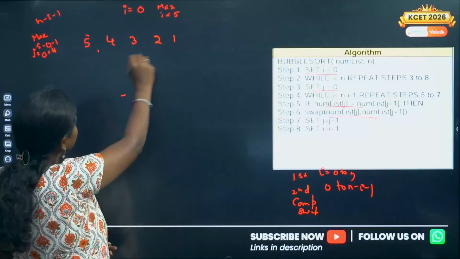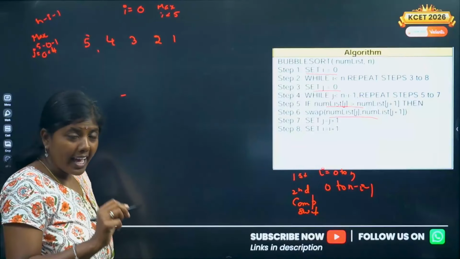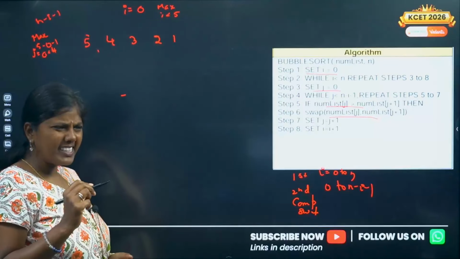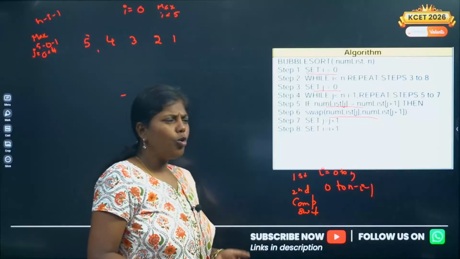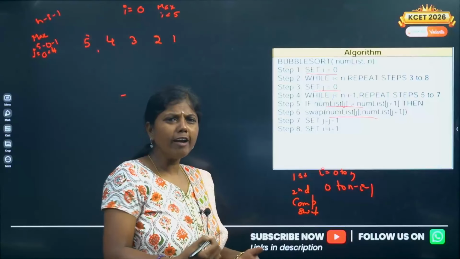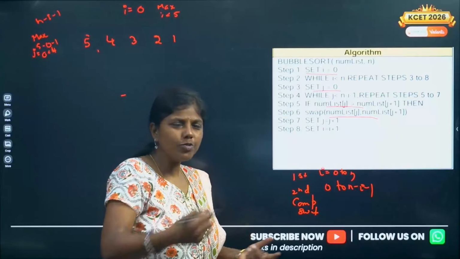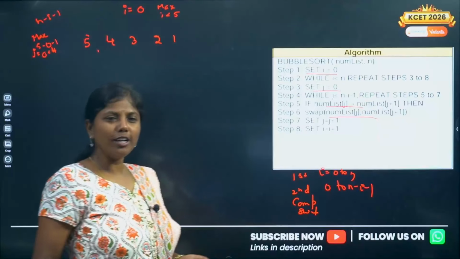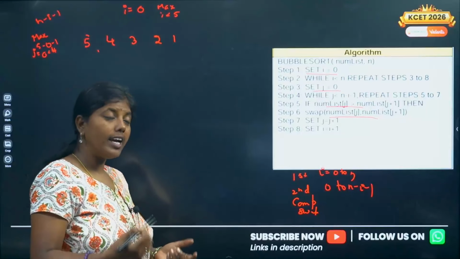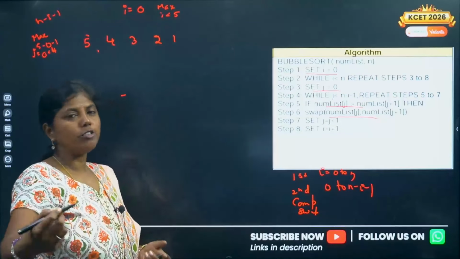So we have 5, 4, 3, 2, 1 now. I'll start comparing the elements. See, students, if I have to sort it, I have to compare it. After I compare, I swap the elements. That is what is there in any sorting technique: either comparing, either swapping, or I will shift the elements.